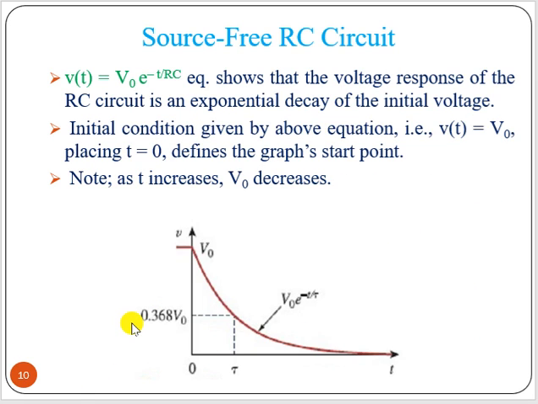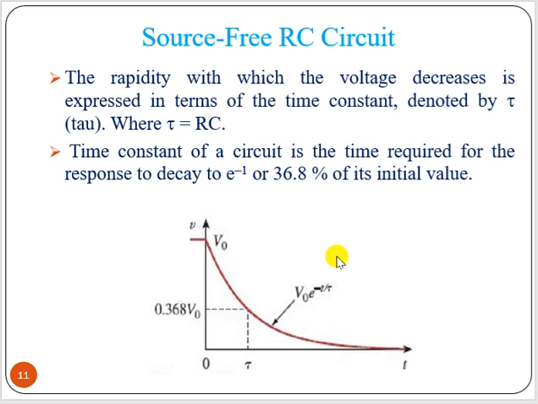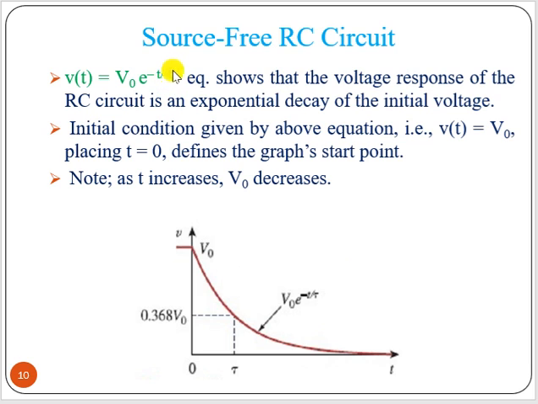So if t equals 0, V(t) equals V0, so at t equals 0 it is V0. Then it decreases exponentially to 0. As t increases, V0 decreases exponentially and goes to 0. Now here, I already told you that RC we can write as tau, which is the time constant of this circuit RC.